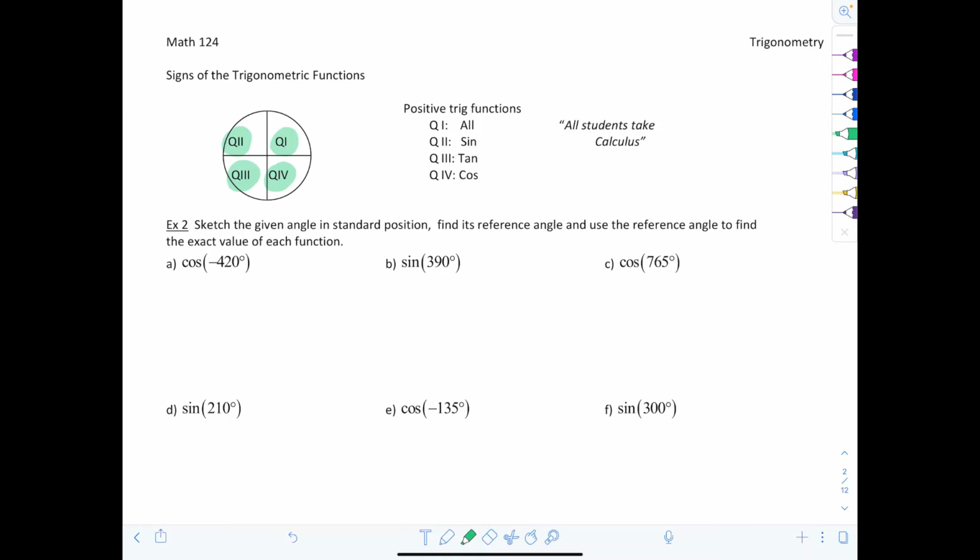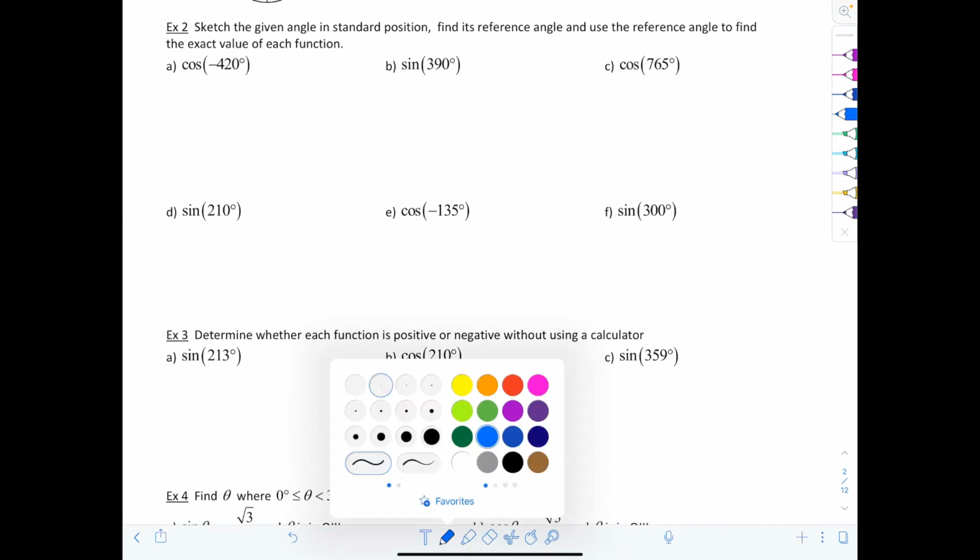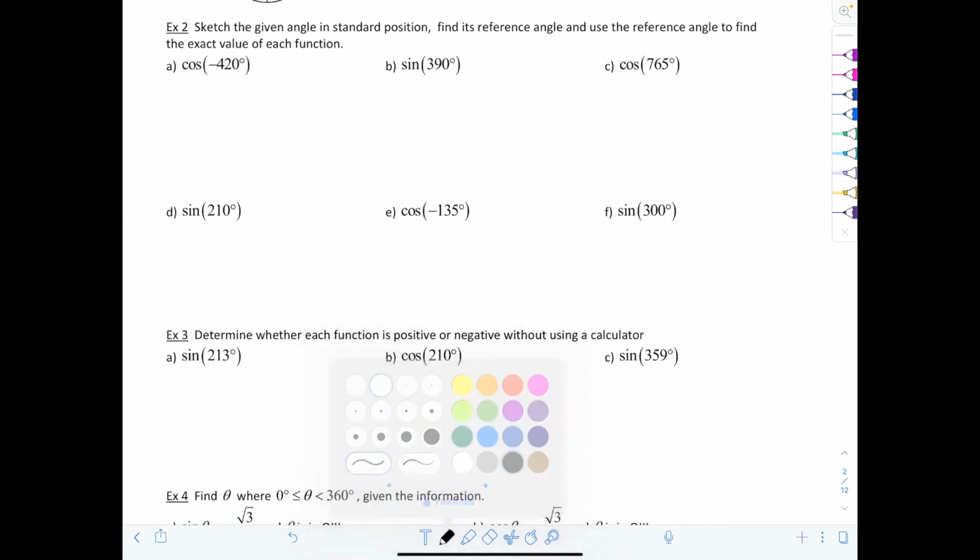You can just think of the signs of x and y and figure this out without having to remember "all students take calculus." I don't think it's very helpful conceptually. Okay, so example 2: sketch the given angle in standard position, find its reference angle, and then use the reference angle to find the exact value of each function. Cosine of negative 420 degrees.